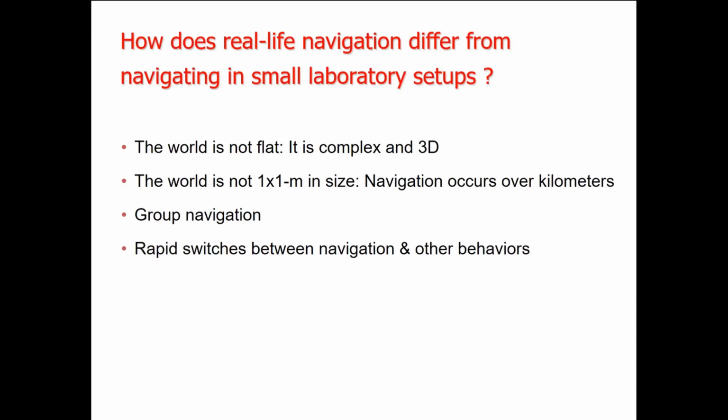The world is not flat, it is complex and three-dimensional. It's actually two different things, complex and three-dimensional. So how does that affect the system? The world is not 1 meter in size. Navigation occurs over kilometers, right? So how does the scale affect the system?